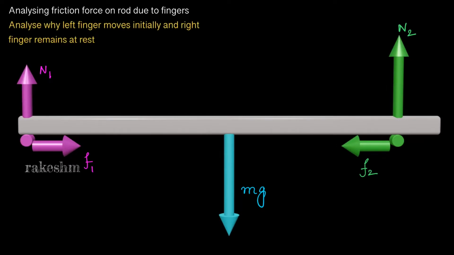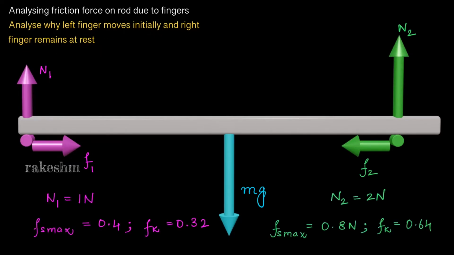So the friction due to both these fingers on the rod will point towards the center. Let us now analyze why the left finger moves initially and right finger remains at rest. Let me take some values so that it will be easy for you to understand. We have discussed that N1 is lesser than N2, and I will just take N1 as 1 Newton and N2 as 2 Newton. Just some random values we are taking so that you can understand why the left finger moves initially.